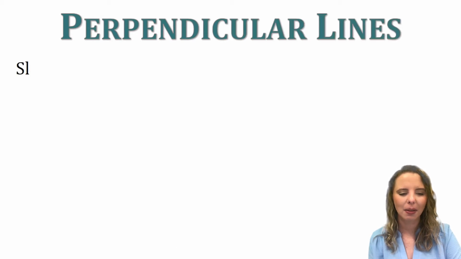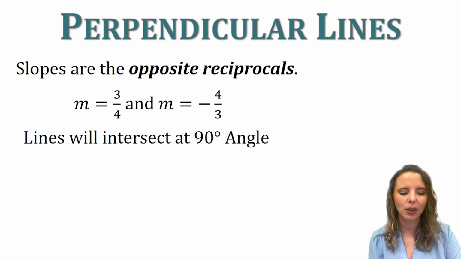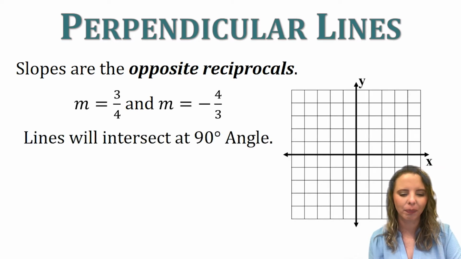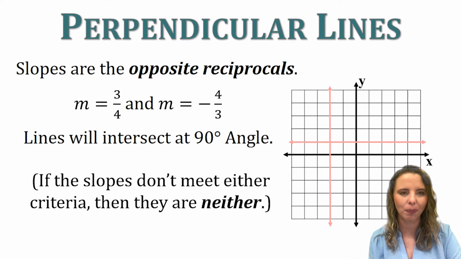Perpendicular lines, the slopes are opposite reciprocals. So, an example, if one slope is 3/4, the other slope would have to be -4/3. The lines will intersect at a 90-degree angle. Here we have a graph. We see these two lines and they're intersecting at a 90-degree angle.